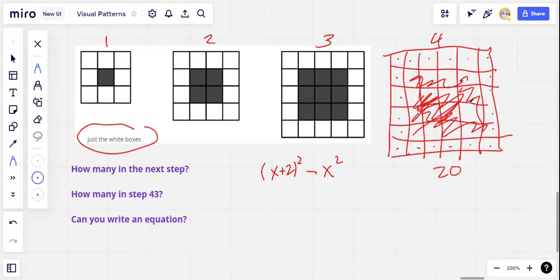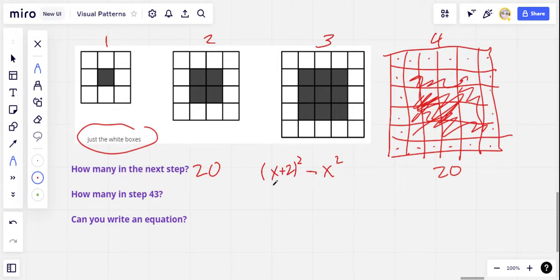The inside shaded area is a 4 by 4 box. That's following the pattern 1 by 1, 2 by 2, 3 by 3, 4 by 4. So I think this is right. So I'll jot this down for how many in the next step. I think that's 20. Does it check out with this crazy little formula we came up with at first?